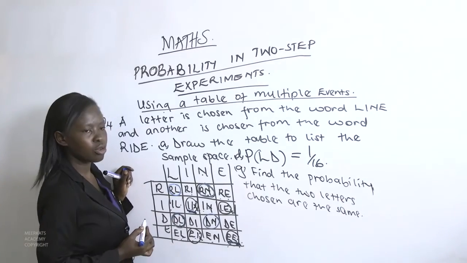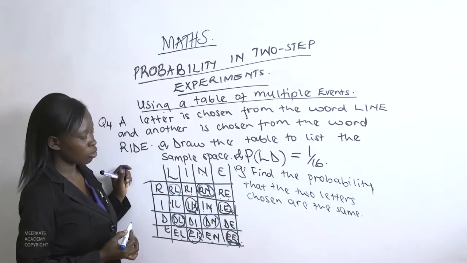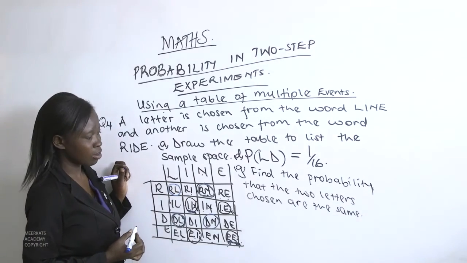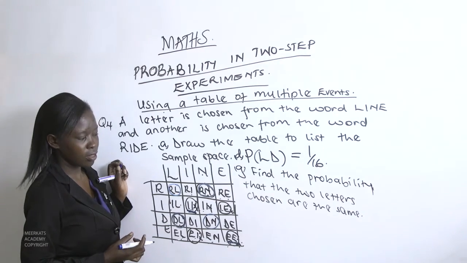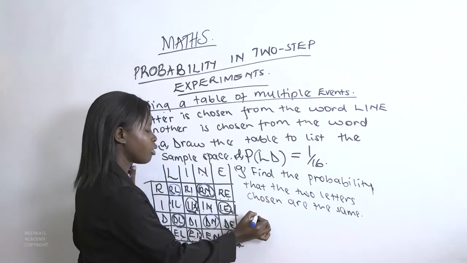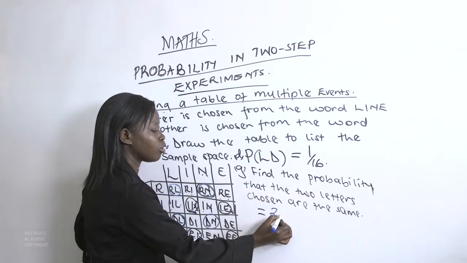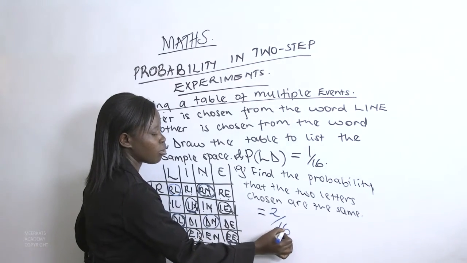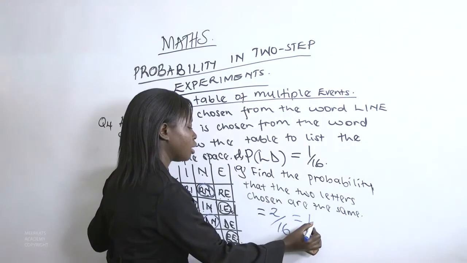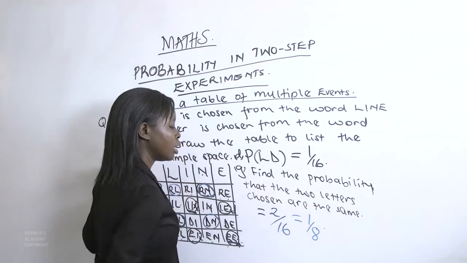So we have 2 favorable outcomes that have 2 letters that are the same. The probability will be favorable outcomes, 2, over the total number of outcomes, 16. So the probability will be 1/8.